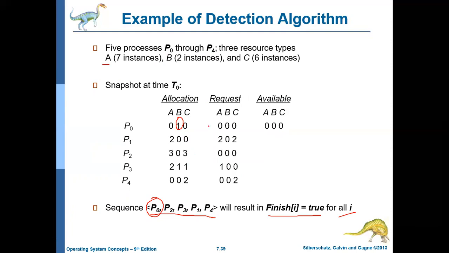P0 does not need any resource to complete, because it is not requesting anything, it is holding only one resource B. So now the available resource with the operating system will be 0, 1, 0. One resource of B is available. After that, P2 will complete. P2 also does not require anything, so after some time it will complete.